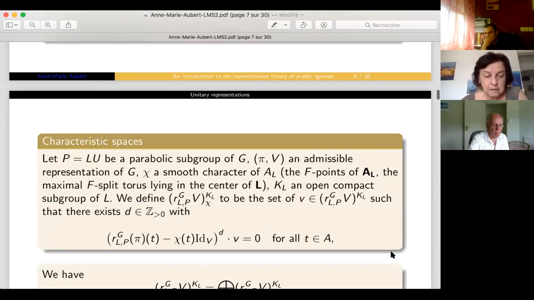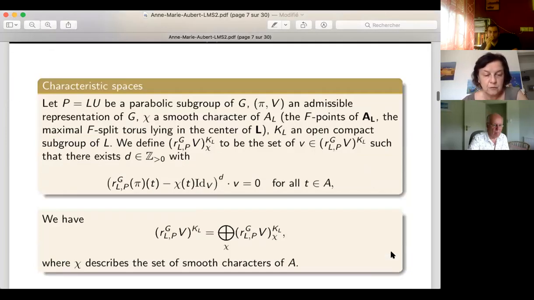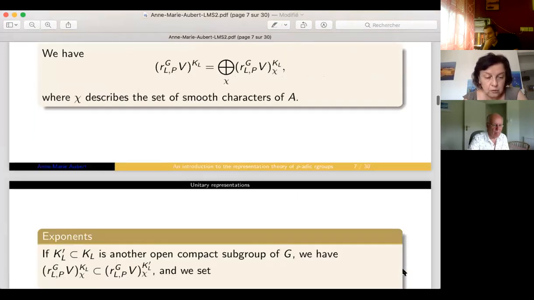So it's clearly a generalization of the usual notion of characteristic spaces for matrices. And then we can check that when you consider the fixed points of the parabolic restriction of V under that subgroup K_L, you get a direct sum over the set of smooth characters of A_L of these characteristic spaces. So this will be useful for us in order to introduce the notion of exponent.